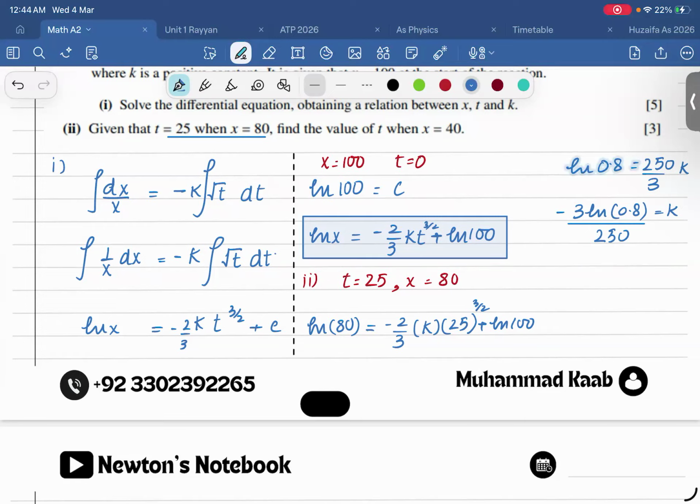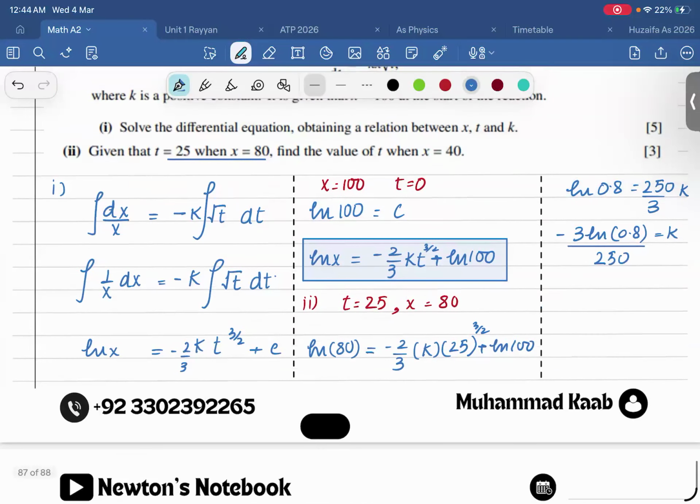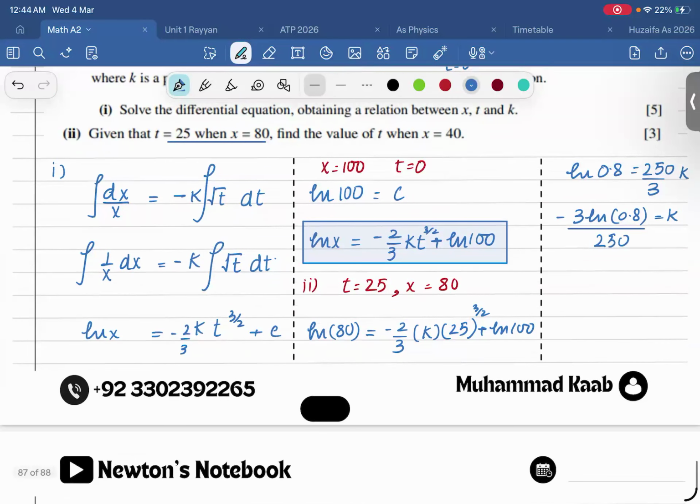You can find it in numerical form. And now you have to find the value of t when x is 40. Okay, so let's just put x as 40. ln 40 equals negative 2 over 3 k, and t is to be found, plus ln 100, right? And you can solve it. You know the value of k, just find the value of k and put it in.